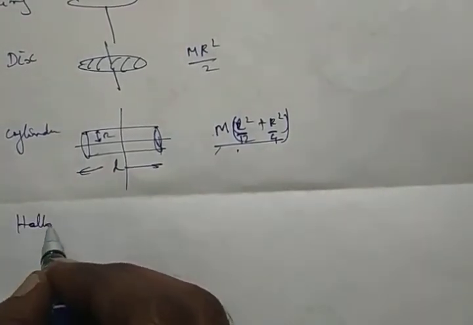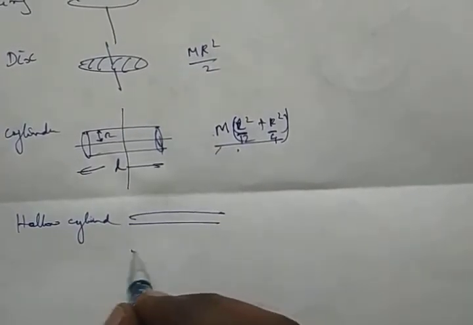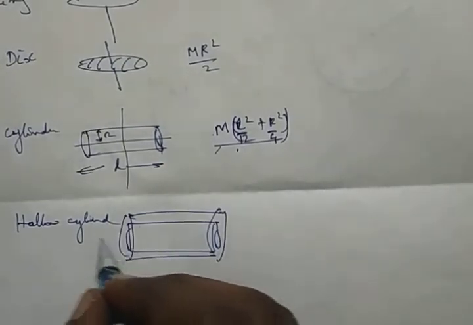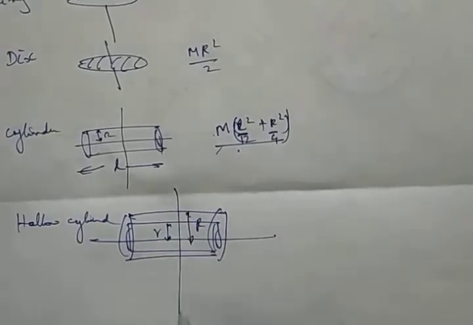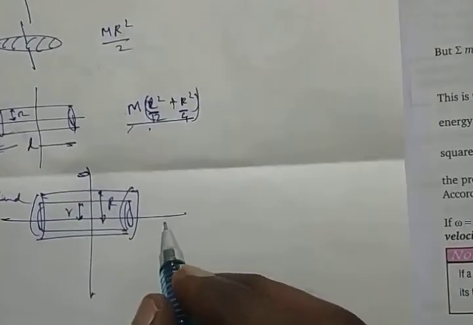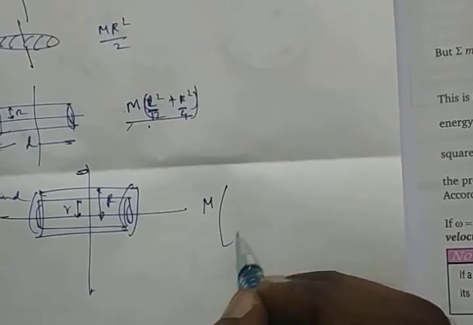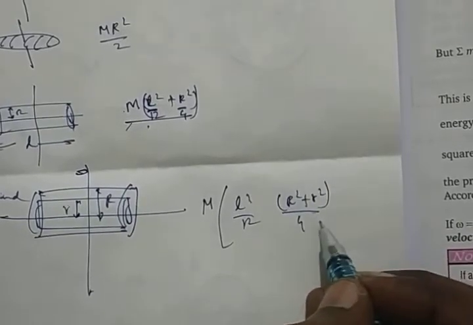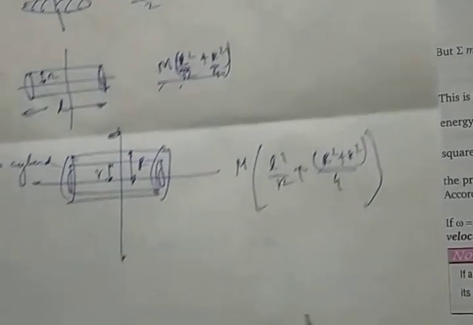So the F part of it, hollow cylinder. You find this is the one, and the bigger one is like this. So you have the small radius and the bigger radius, and it is rotating like this. So it makes I equal to m times (L square by 12 plus (R square plus small r square) by 4). This is the value. L square by 12 plus this is going to be the separate value here.